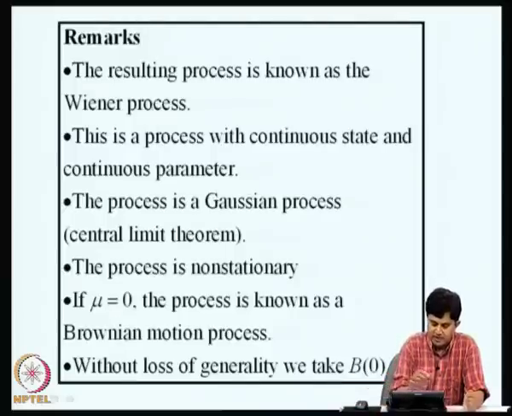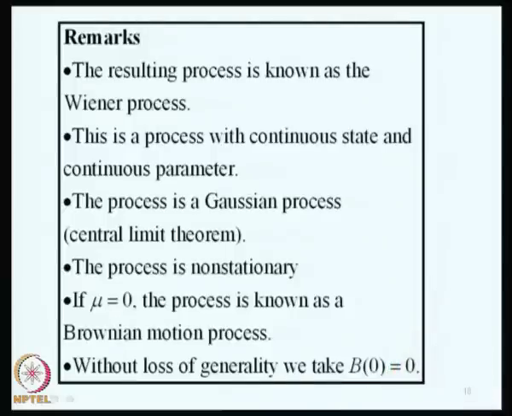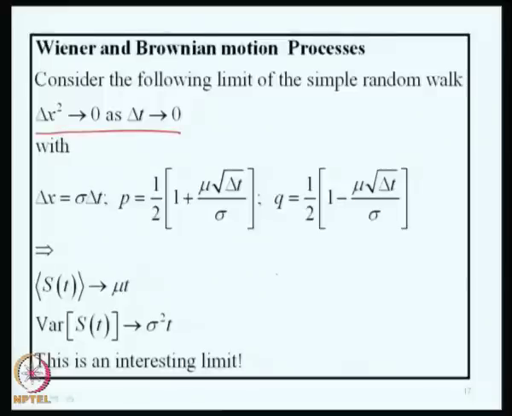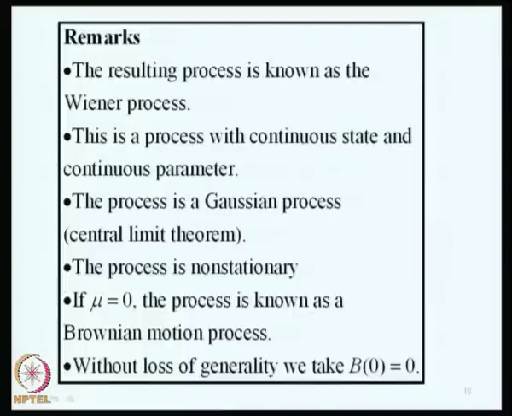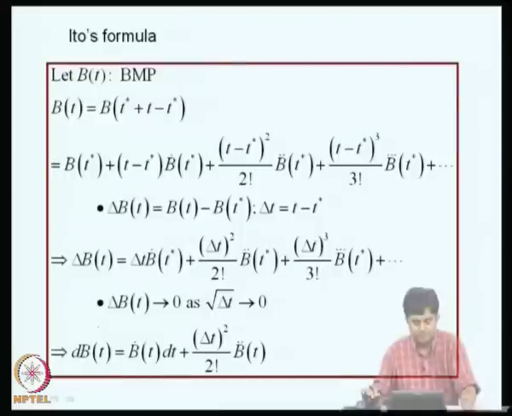So, s of t under that specific limiting condition, as we know, is a Wiener process. This is a continuous state and continuous parameter random process. It is a Gaussian random process because there is addition of an IID sequence of random variables and we invoke the central limit theorem, and that process is Gaussian. Now, the process is non-stationary, you can easily see that because the mean is a function of time and the variance is also a function of time, and if the mean is 0, the Wiener process is known as a Brownian motion process. So, in the further discussion we deal with the Brownian motion process.